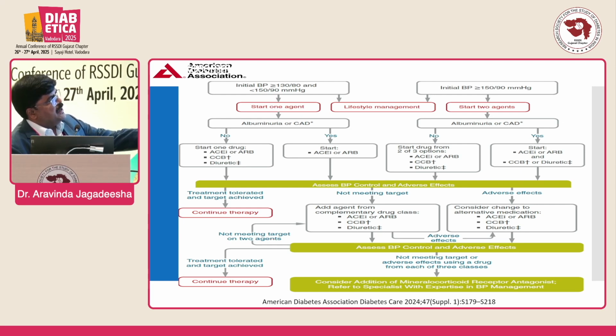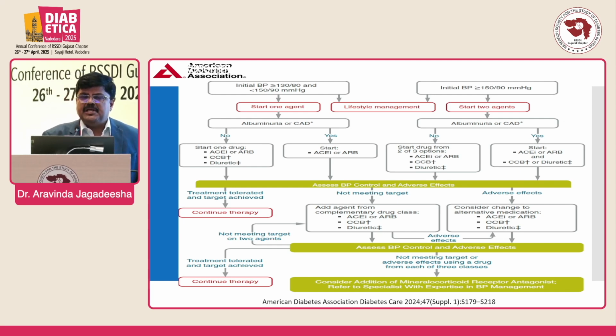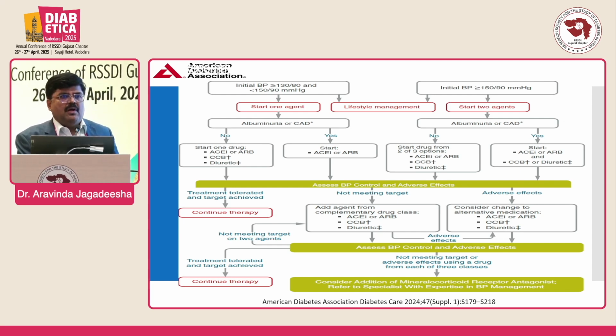Coming to the other part, when the initial blood pressure is more than 150/90, you can start two agents. If albuminuria is there, start an ACE inhibitor or ARB and CCB or diuretics. If there is no albuminuria, you can select two out of three drugs. Then once the BP is not under control, you can do permutation and combination of the other drugs. Ultimately, if all the things are not responding, you can consider a mineralocorticoid receptor antagonist as well. So this is the flow chart which tells you what to use and when to use.